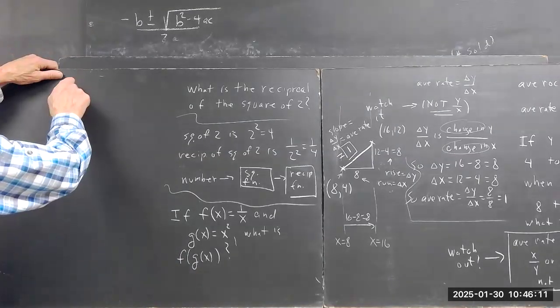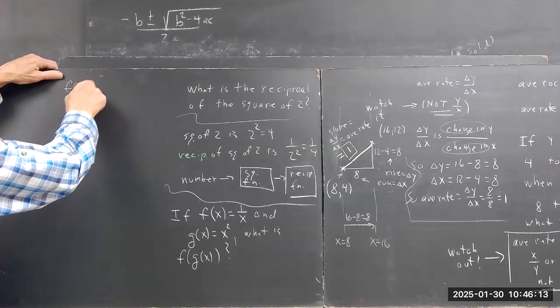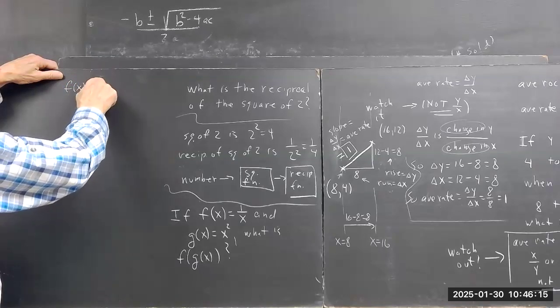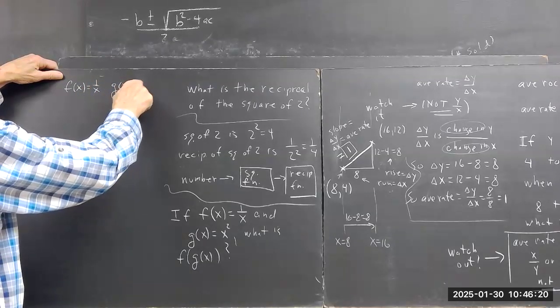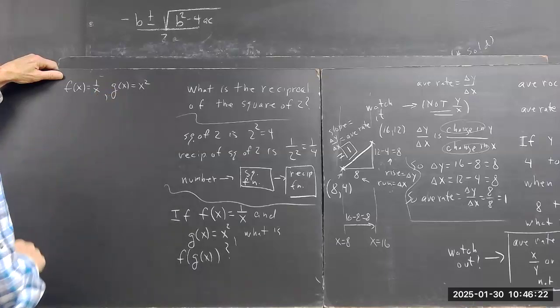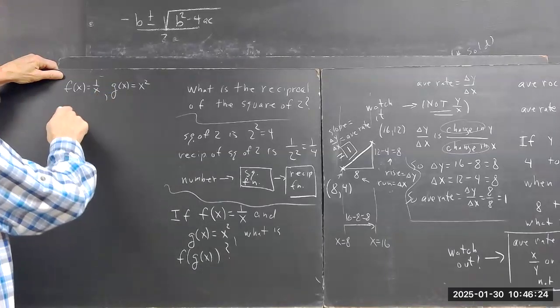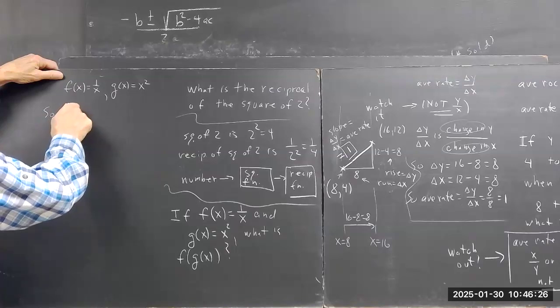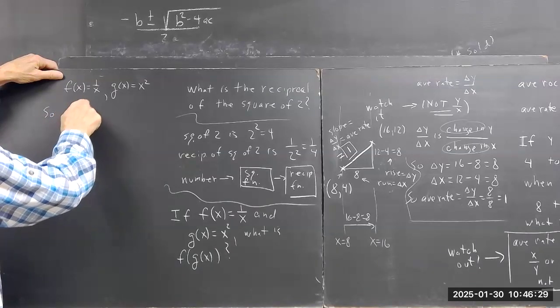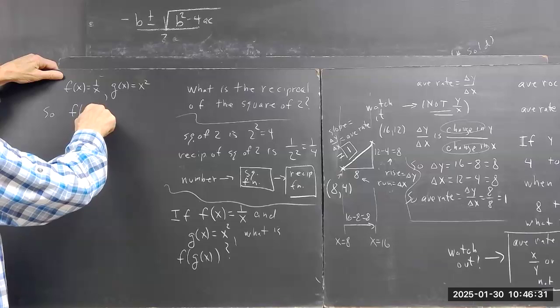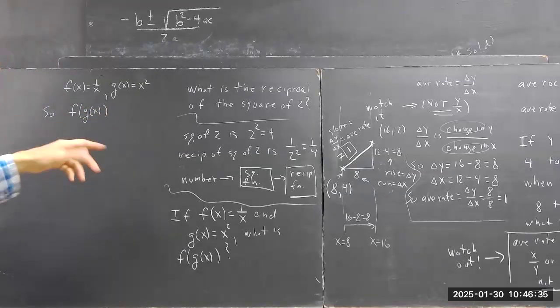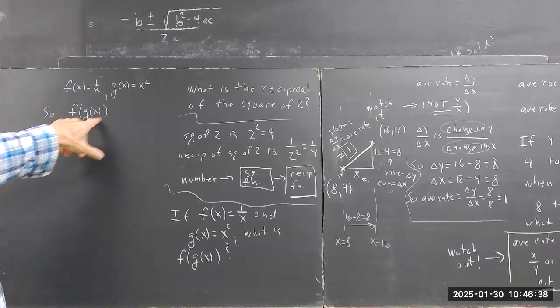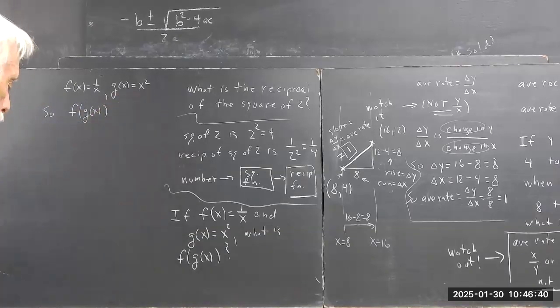So again, let's write it up here. f of x equals 1 over x and g of x equals x squared. So f of g of x, well, there are two ways we could write this. We could replace g of x with x squared, but I'm going to just do it one way.